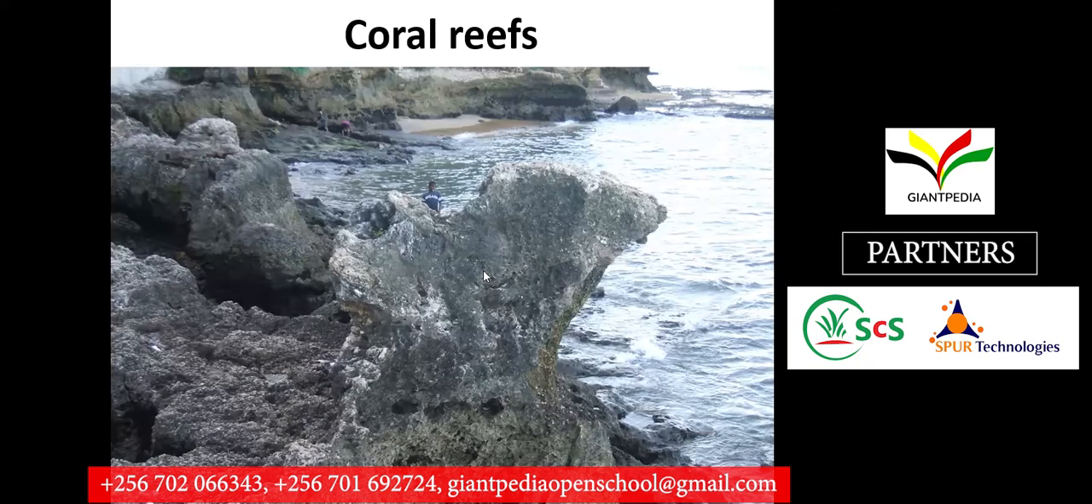So the coral reefs are only located along the coastal areas? Yes, they are located along coastal areas. Like in East Africa, they're along the East African coast, because the Indian Ocean has marine waters, and it is within the tropics, which offers conditions for the formation of corals.